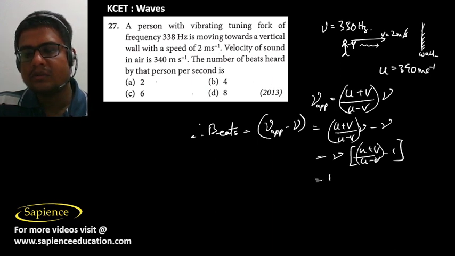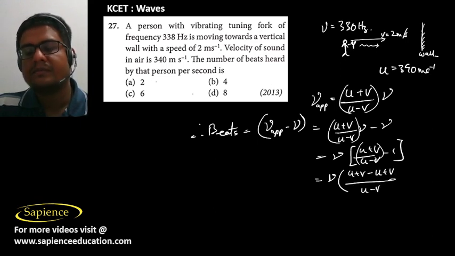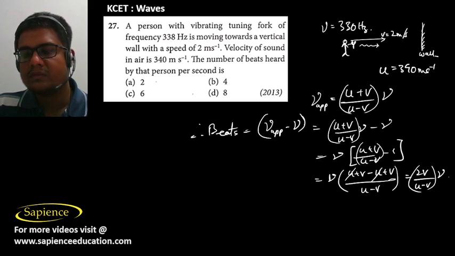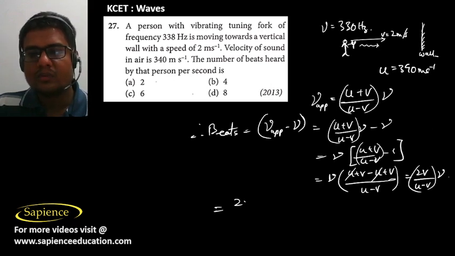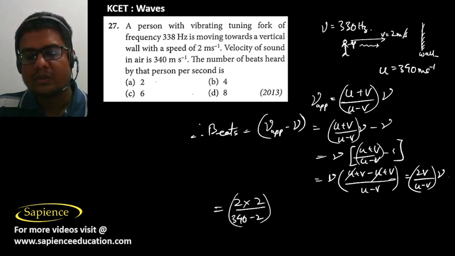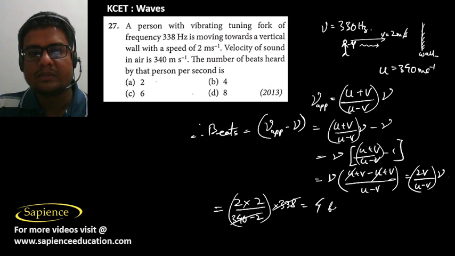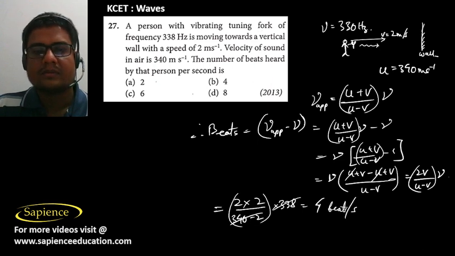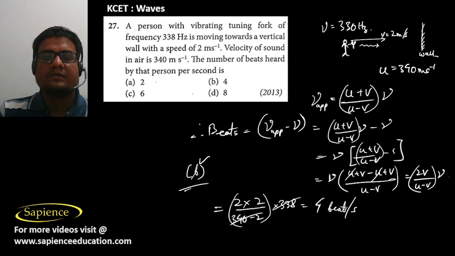So that will be equal to nu into (u plus v minus u plus v) divided by (u minus v). So u and u will cancel. So this is 2v by (u minus v) into nu. Therefore the beats will be 2 into v is 2, by u is 340 minus 2, into the frequency, actual frequency is 338. So 338 will cancel, that is 4 beats per second. So option B is the correct answer.